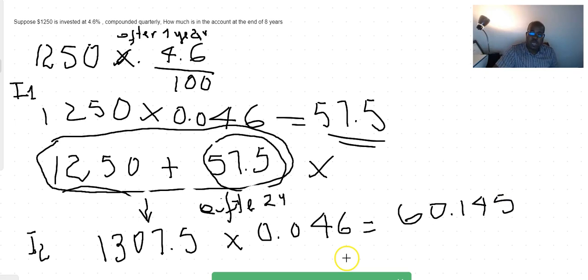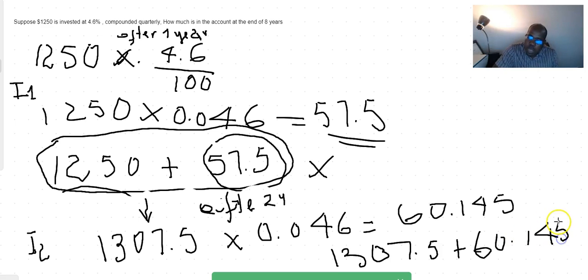So that's gonna be the interest, but my capital right now, how much is it gonna be? My capital is gonna be 1,307.5 plus the interest, this 61.5. So I'm gonna have a new capital. There it is. That's the capital I have.